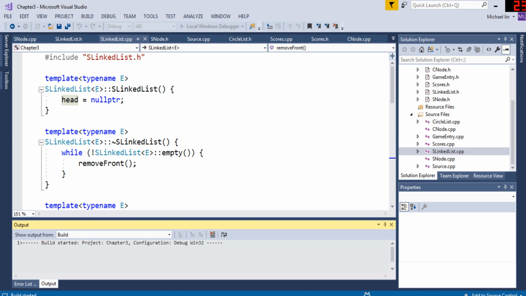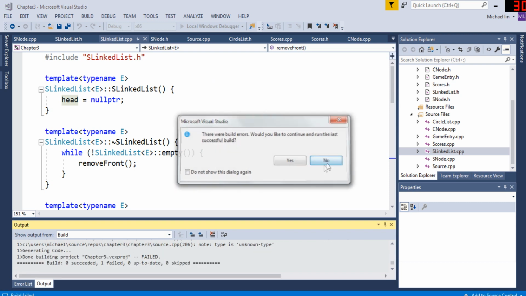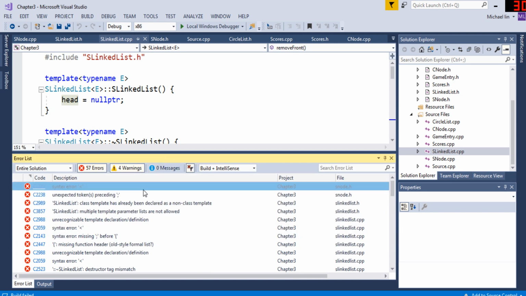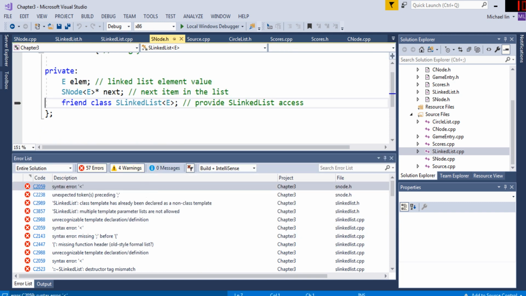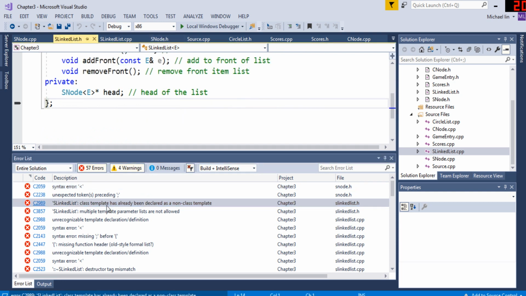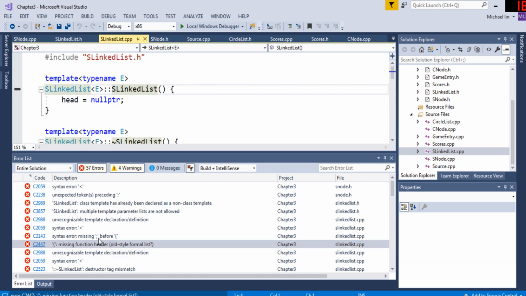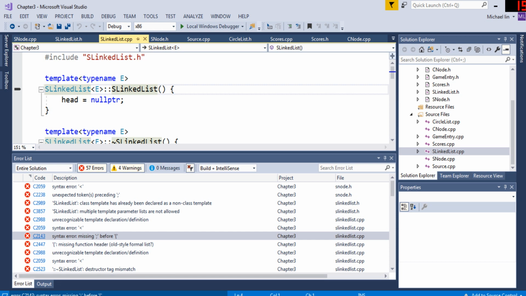Look, it keeps saying syntax error. I don't get why. I'm just having a friend class of SLinkedList. And it keeps saying this has already been declared as a non-class template. I keep getting all these strange errors. I don't know what this is. So please help me on this one, because I don't understand why this is not working.